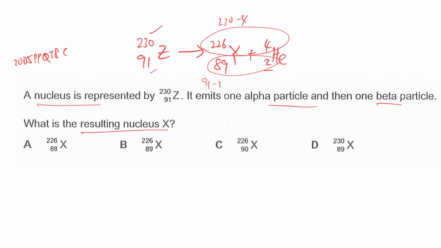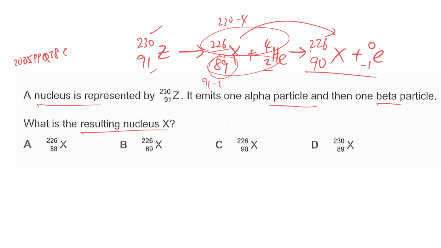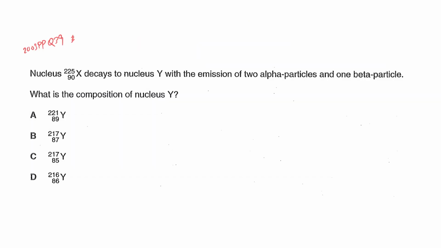All right, so this is an intermediate decay, so you will get X after a beta emission. So that's your electron, 0, minus 1. As we said, the mass number will not change, so it will be 226. As for the proton number, there will be an increase by 1, so there will be 90. Once again, check: 90 minus 1 is 89, correct. 226, 226. So the answer will be C.